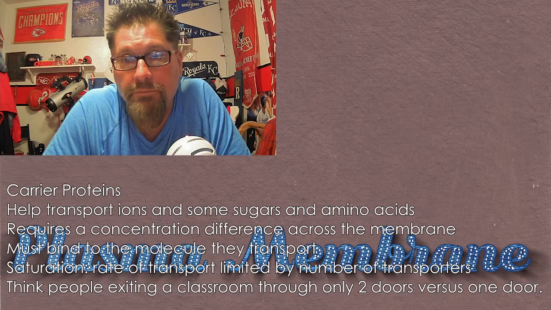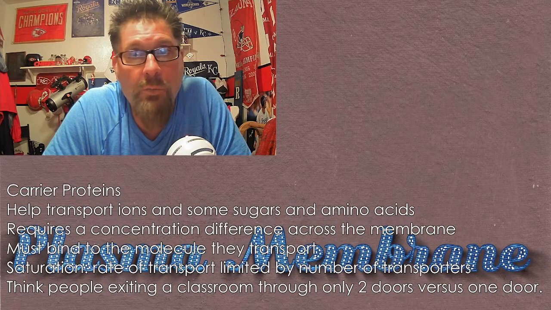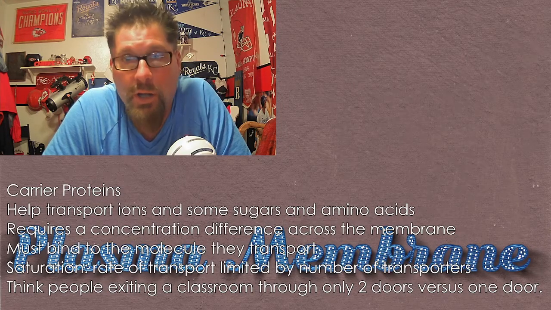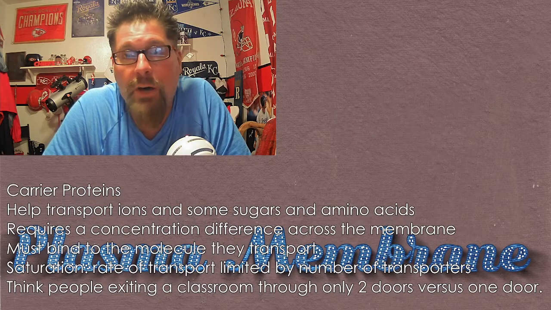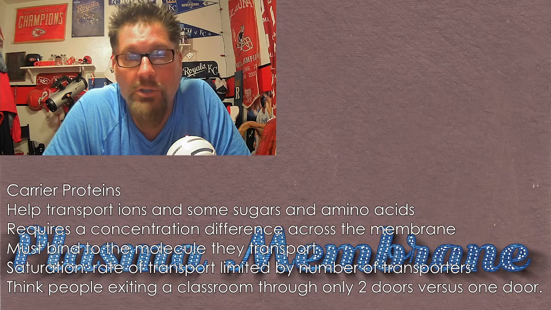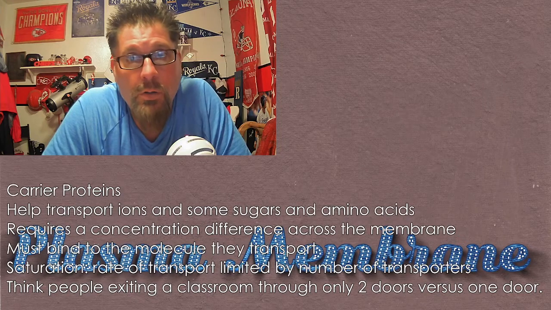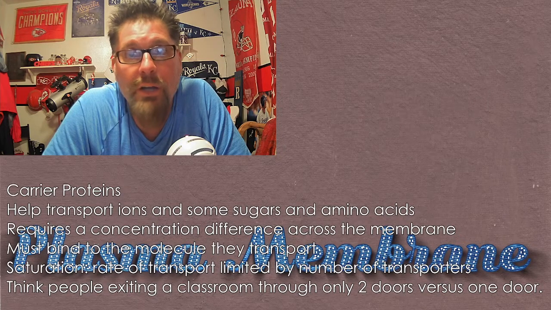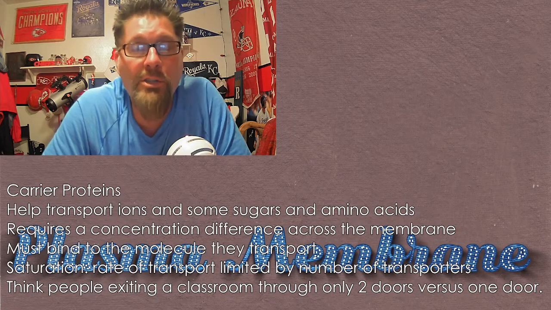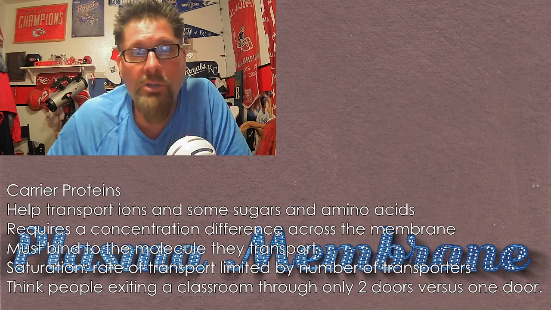And then there's the idea of saturation, whether the rate of transport would be quicker or slower. The example there is, think about if I've got one door into a room and a bunch of people trying to get in, then it's just single file moving across. But if I open up a second door, a second carrier protein, then that's going to get things through in a much quicker manner. And on our next screen, we're going to see an example of a carrier protein.